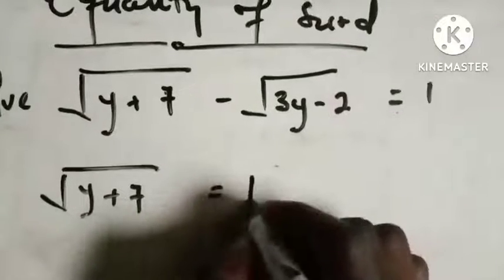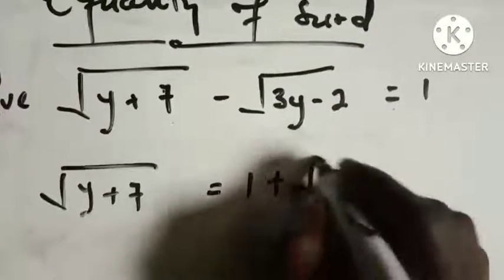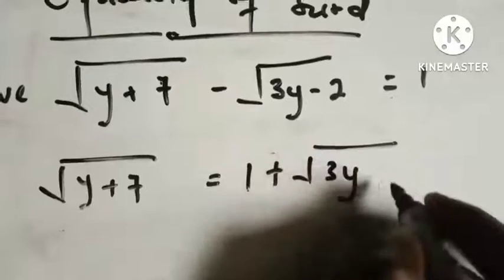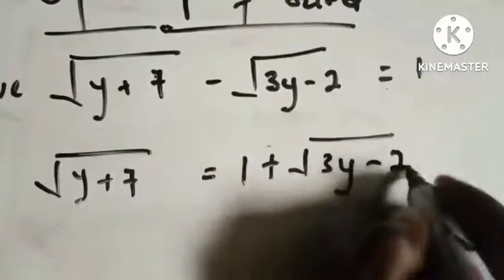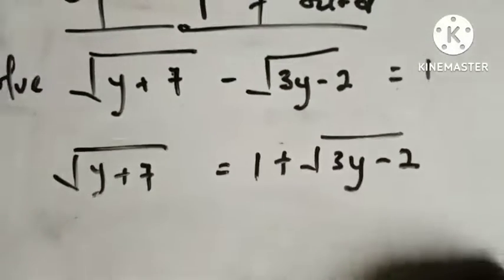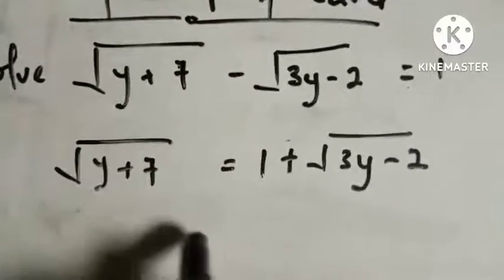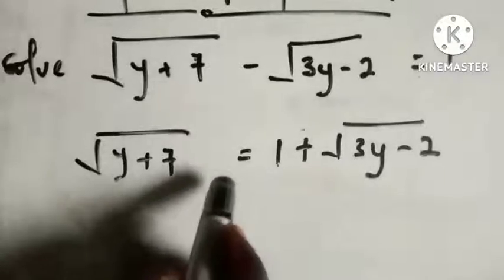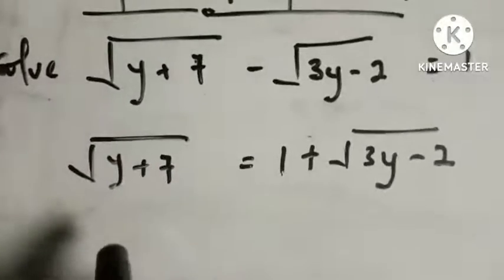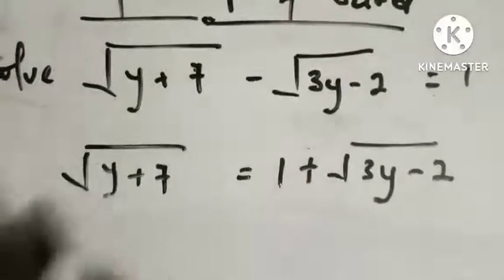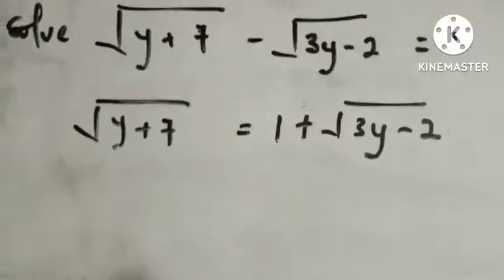So there we are going to have 1 plus root of 3y minus 2. Is that okay? Okay, that is very, very obvious. So now your next line is that we are going to take the square of both sides of the equation. The reason is that we want this square root to vanish. Look at something. Just look at something.